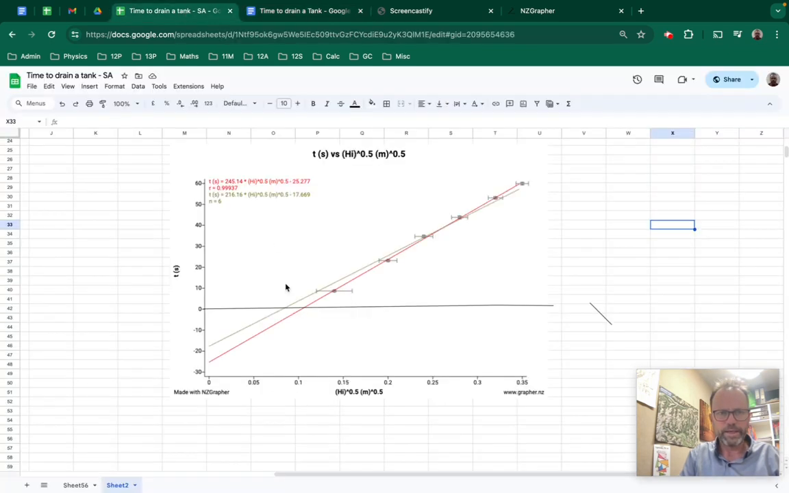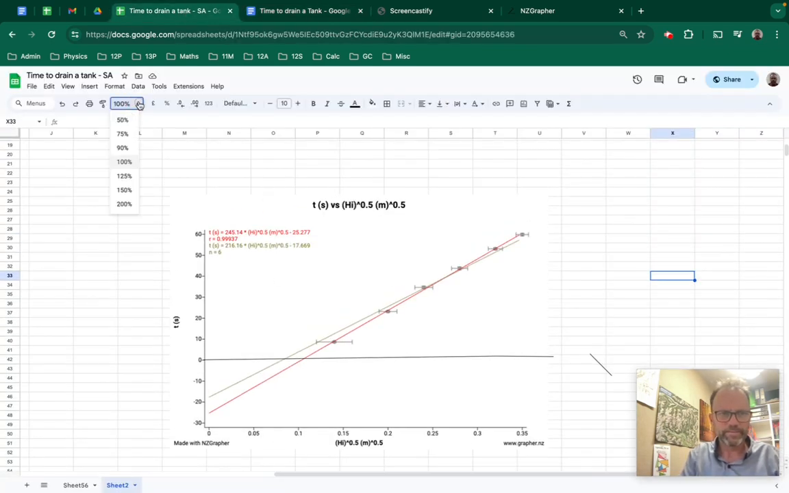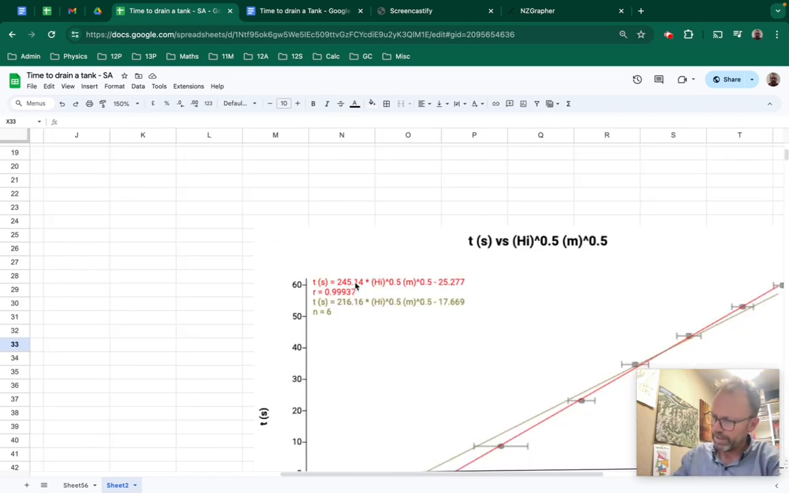Righty, so let's go to here and let's just zoom in to this bit here. So we're going to say line of best fit, t equals 245 square root hi minus 25. Line of worst fit, t equals 216 square root hi minus 18. So if we then simplify this, the difference between these two is what, 29? So we're going to say t equals 245 plus or minus 29 square root hi minus 25.